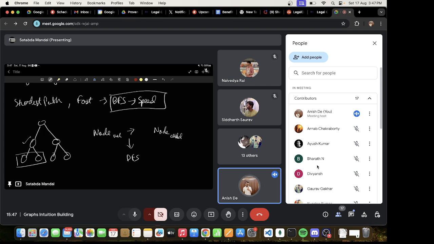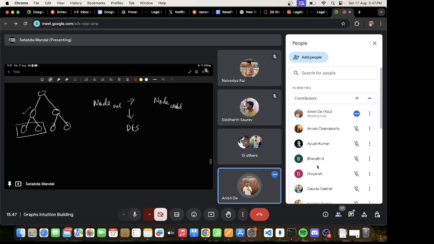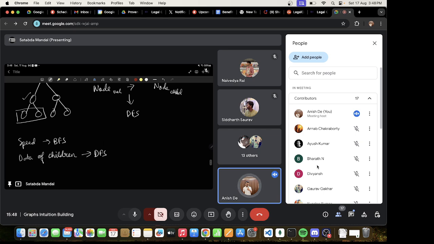When you need speed, so I would just summarize. When you need speed, generally it's BFS. When you see that I need the data or the value of children, or my answer depends on the children of that node, so it's generally DFS. Okay, clear till here?